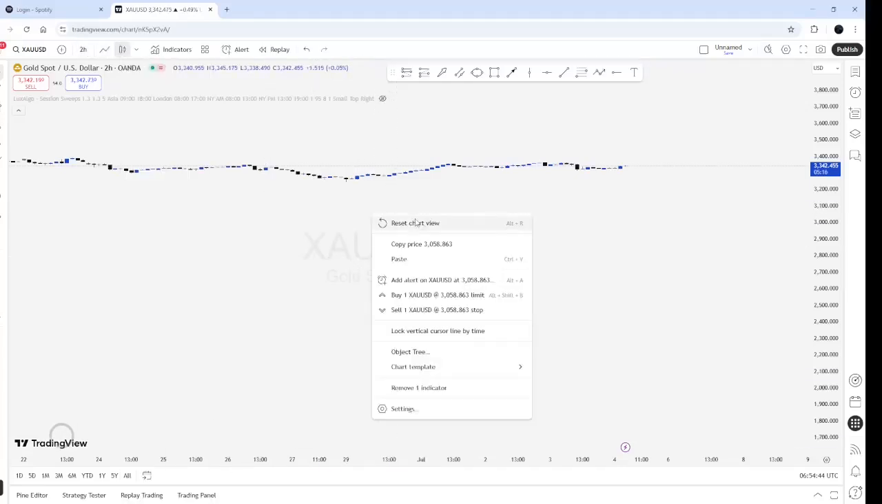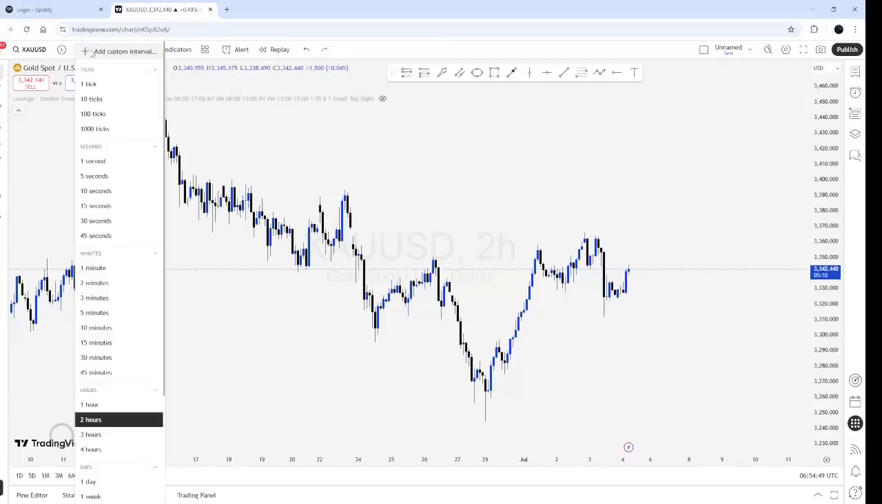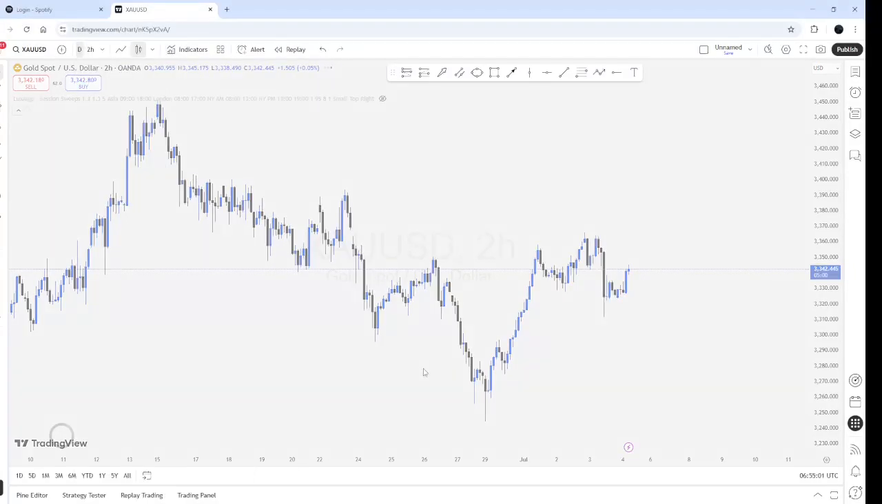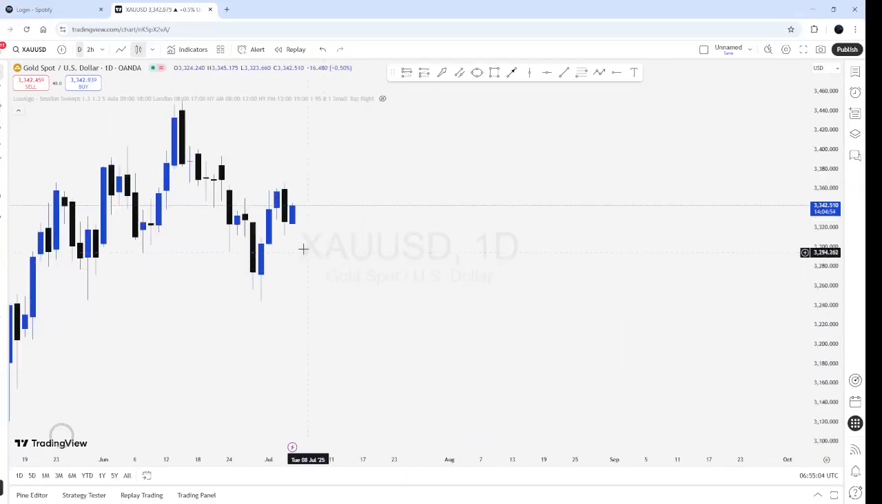wherever time frame you are on, you see it like this. If you want to select, you go here, tap on this side. Wherever I select a time frame, you see that the chart automatically changes. What it means is that every candle, this is a daily candle.